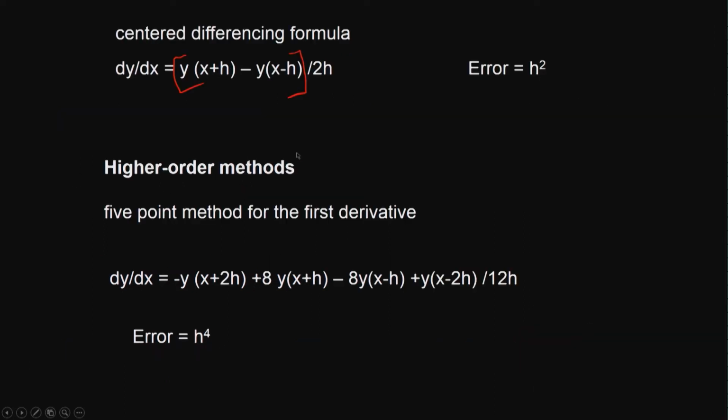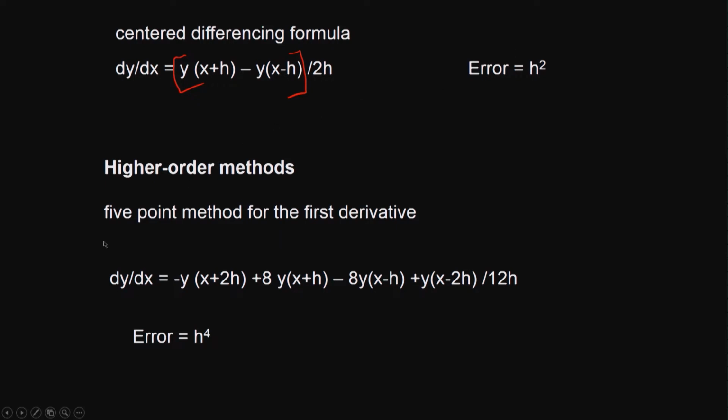Then there are higher order methods. Like I said, these methods, like I showed you, the forward difference and center difference, have error of the order of h square. So, if h is small, error will correspond to h square. So, if I divide h by 10, then error also will become 1/100th of that.